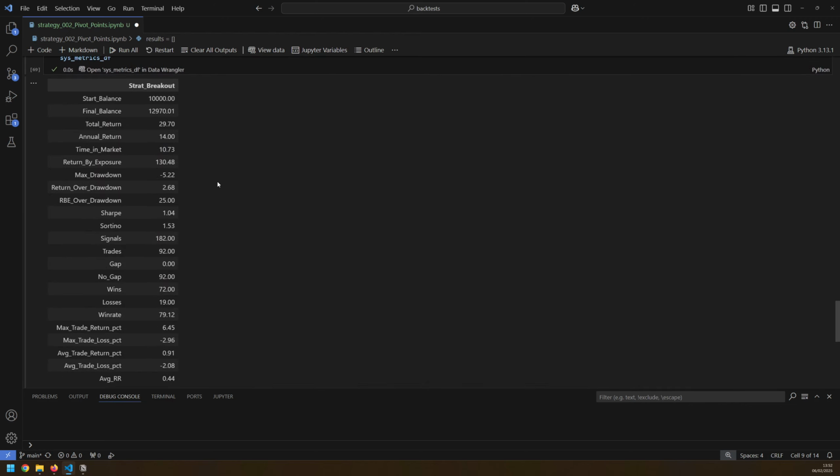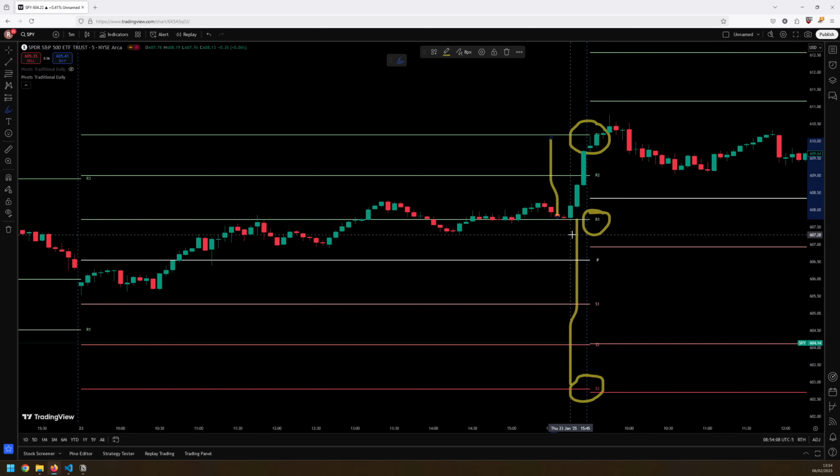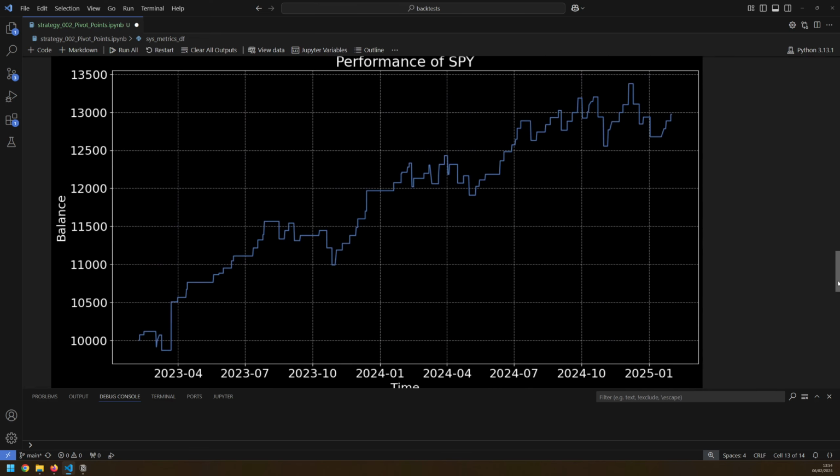So trading this with a small amount of leverage could boost these annual returns while still keeping the downside to an acceptable level. The win rate is really good, 79%, but the average risk to reward is only 0.44, which makes sense because the stop is so much further away from the entry than the take profit. This gives me the results for the breakout strategy.